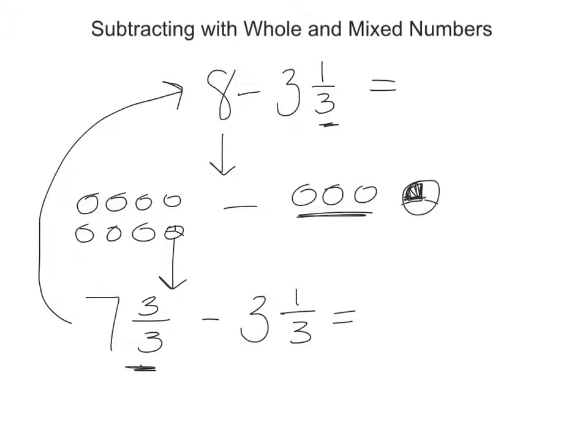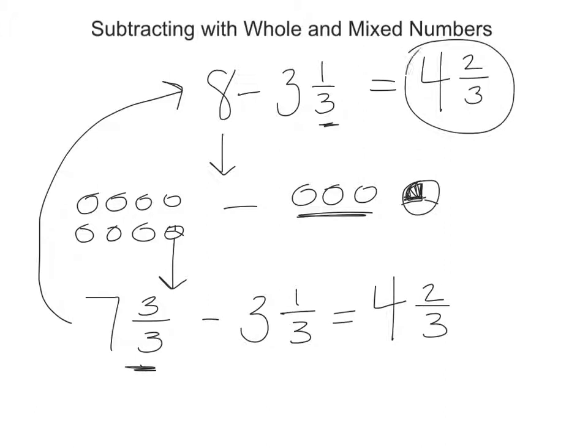And I always do the fractions first. 3/3 minus 1/3 is 2/3. 7 minus 3 is 4. So my answer to 8 minus 3 1/3 is 4 2/3 pizzas.